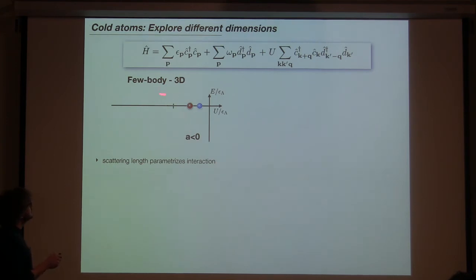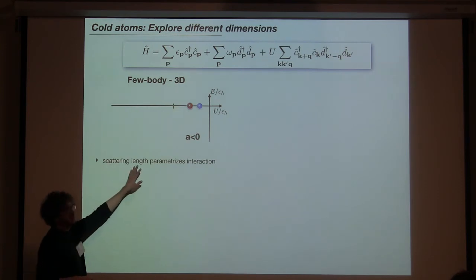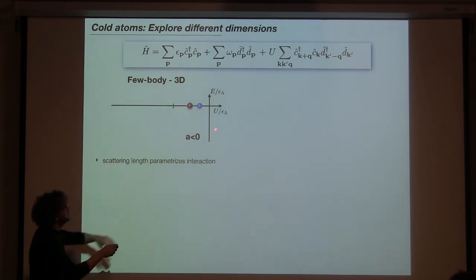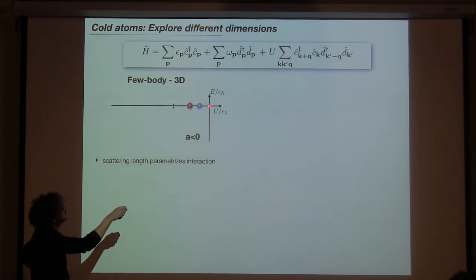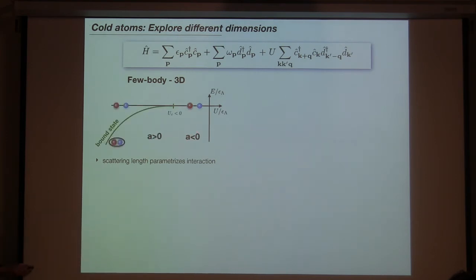I discussed the system in 3 dimensions, and there we used the scattering length to parameterize interactions. We wrote down the Hamiltonian with some u, which was negative, and if u is not too large negative, we have a negative scattering length. If it becomes beyond the critical value, we get a bound state in the problem. This happens exactly when the scattering length diverges.